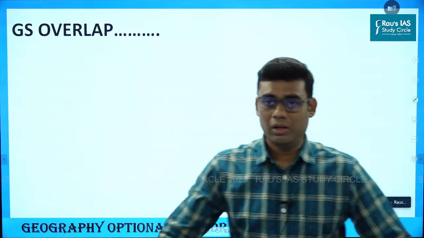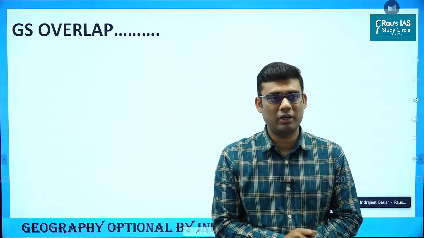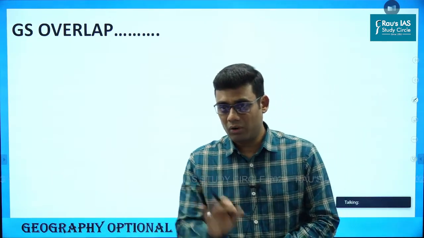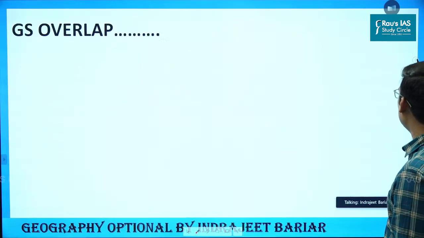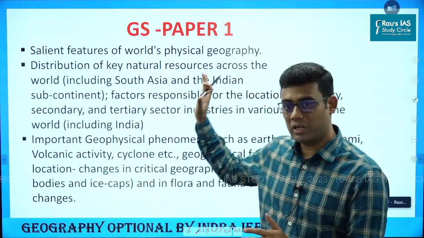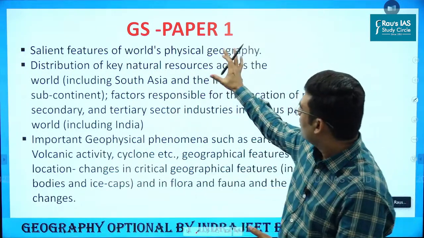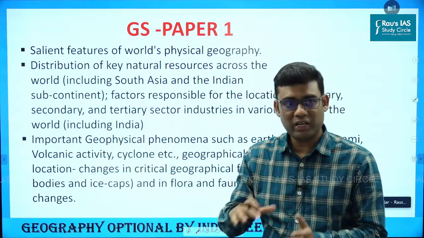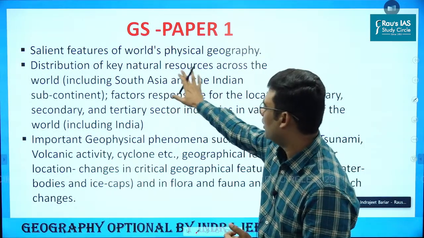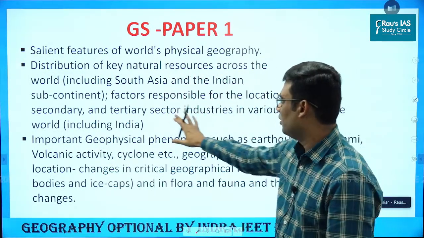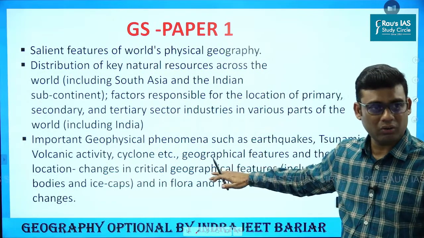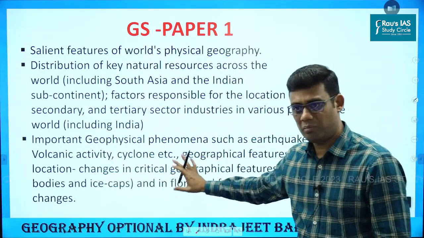In addition to that, a very, very important dimension related to geography is its GS overlap. Now, if you see the GS overlap, first I'll show you the syllabus of where in the mains examination it has been mentioned. First, geography finds a mention in paper 1, where explicitly it is geography. If you see salient features of world physical geography, or the economic geography, natural resources, industry, or geophysical phenomena, which is nothing but an extension of physical geography, this is what has been mentioned in paper 1.